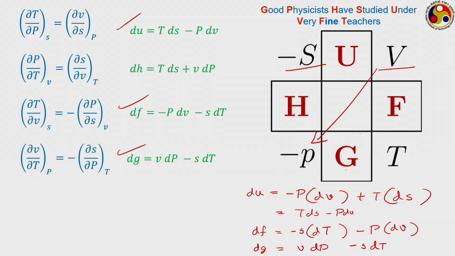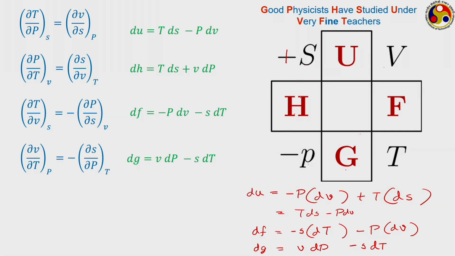So, this is how we can make use of the square to develop the expressions for all these 4 Gibbs equations. Now, what about the Maxwell's relations, the first 4 that are more complicated to remember? To develop these relations, let us just drop the minus sign for the moment.